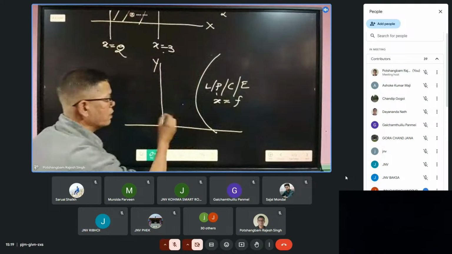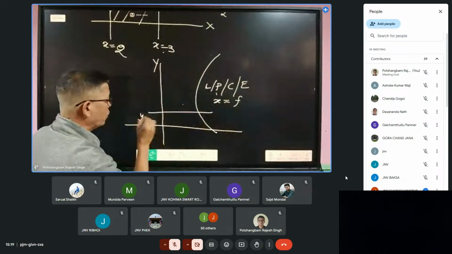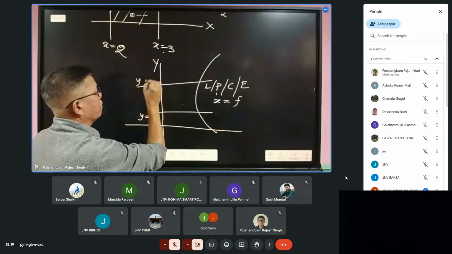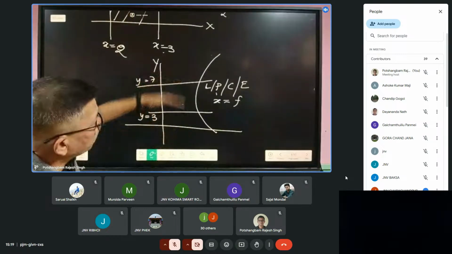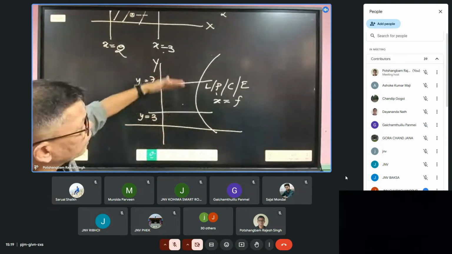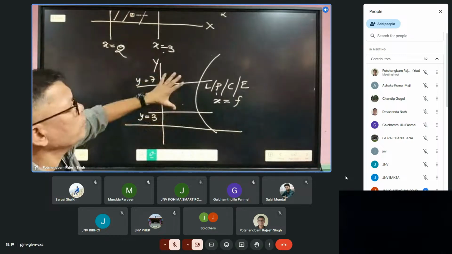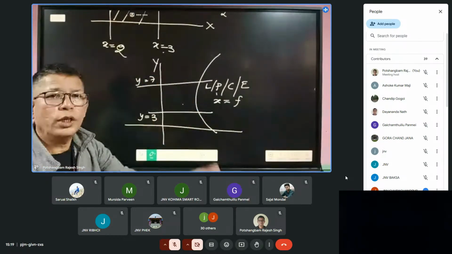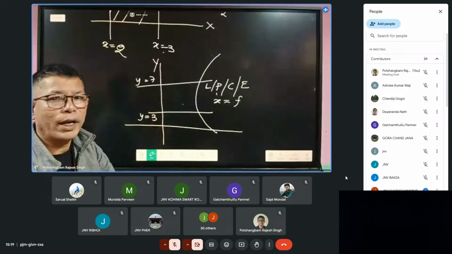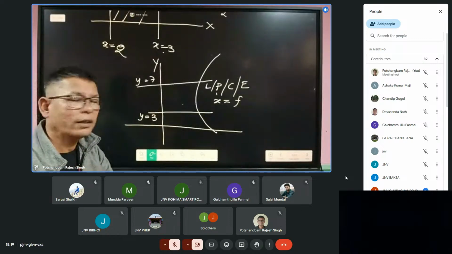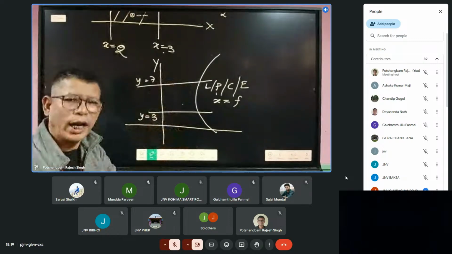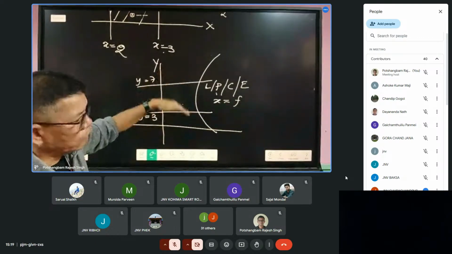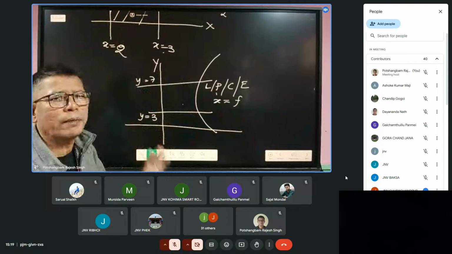Suppose it is mentioned from y equal to 3 to y equal to 7. So these two are called boundary lines. Sometimes these boundary lines are given by the question. If not given, we are to get them from our side by understanding the question. If they are given by the question, it is good.